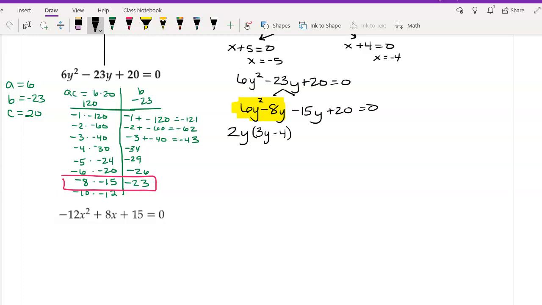Because this is minus, this one's going to be minus. So minus, okay, what is the GCF between 15 and 20?